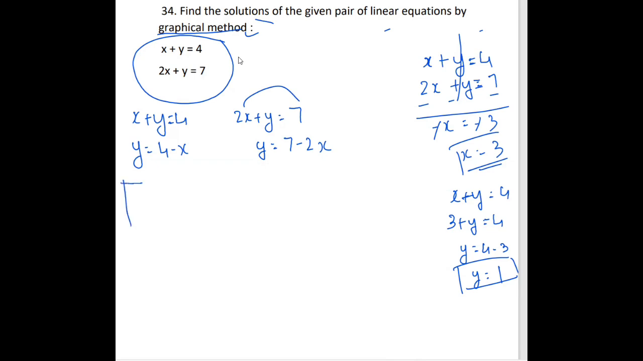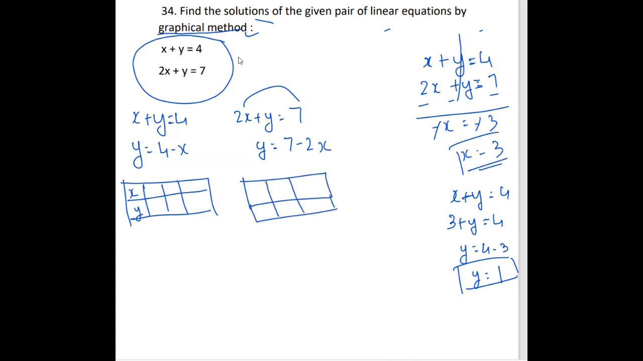Next, you put a box. Okay, so x here, y here. Same way, you put a box, just making it bigger. So x here, y here. Now, don't put random values. Remember, just put whatever answer you got, 3 and 1. Write 3 here, write 1 here.